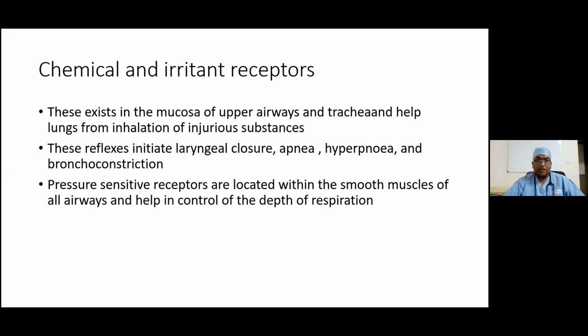Now, there are chemical and irritant receptors. These exist in the mucosa of the upper airways and trachea and help protect the lungs from inhalation of injurious substances. These reflexes initiate laryngeal closure, apnea, hyperpnea, and bronchoconstriction in response to irritant stimuli. There are also pressure-sensitive receptors that are located within smooth muscles of all airways, and they help in control of the depth of respiration.